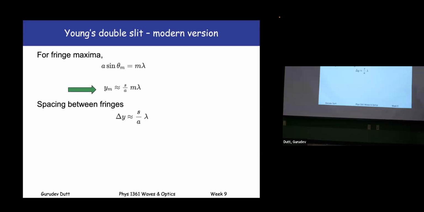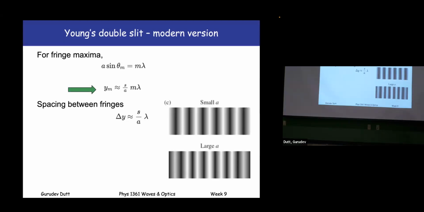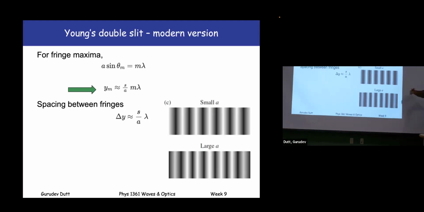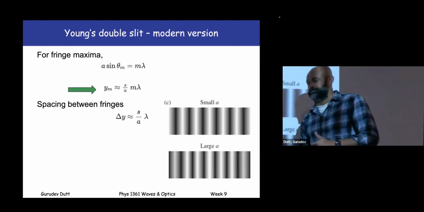So starting with one maxima, going to the next maxima changes the path length by 1 lambda. Okay. So the spacing between the fringes, then I can just write down immediately as the difference between s over a m lambda and s over a m plus 1 or m minus 1 lambda. So the spacing between this fringe and the next one on the screen is just s over a times lambda.